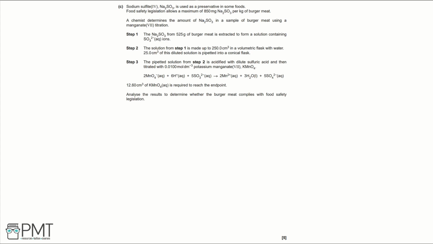Firstly, with this question, let's highlight the key pieces of information. So that's going to be the mass of burger meat we're using, the volumes in the titration, so the scale factor of 10, the concentration of potassium manganate, or KMnO4, the volume required to reach the end point, and then we're going to start using some equations. So the first equation we're going to use is an equation triangle of the number of moles is equal to the volume times concentration.